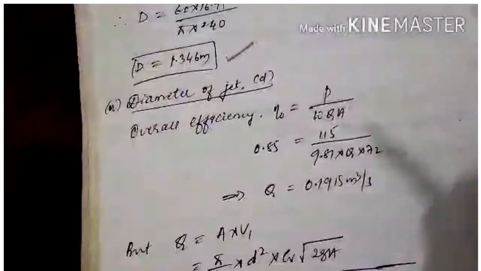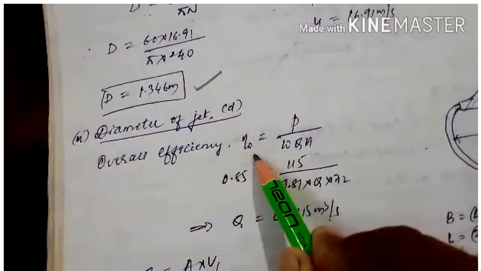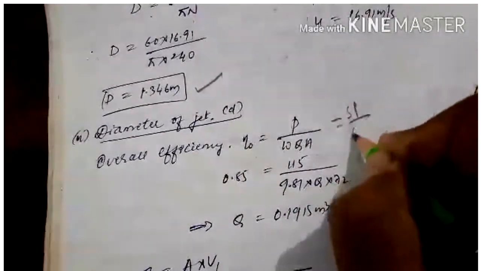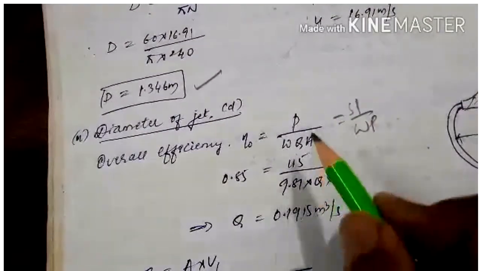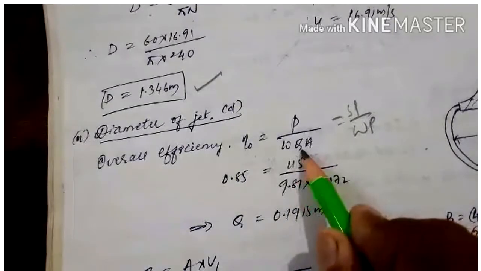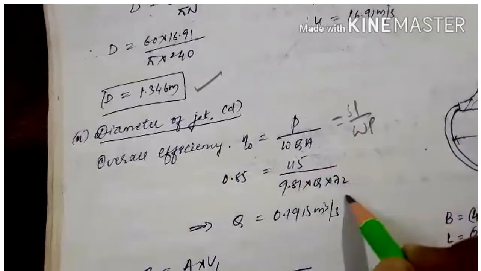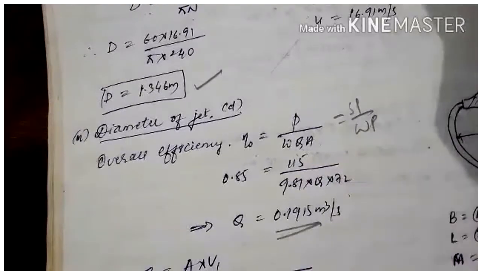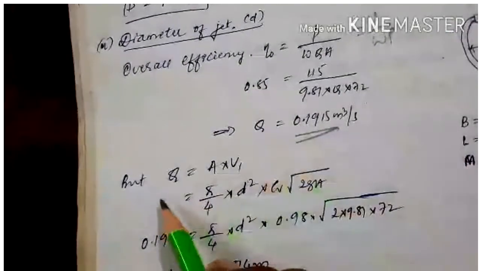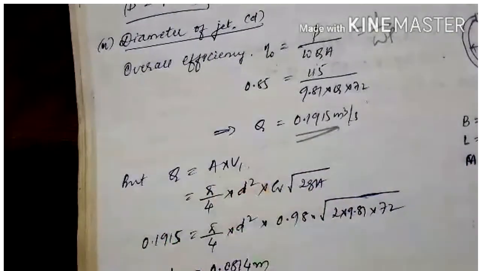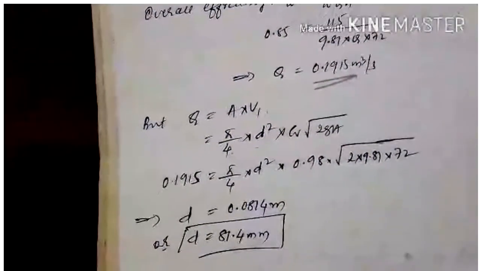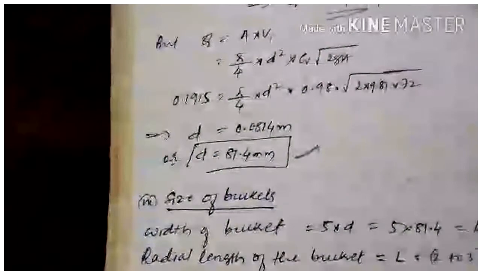Then calculate the diameter of the jet, because we know the overall efficiency formula, shaft power by water power. So this is nothing but shaft power divided by water power. Shaft power is given 115 kilowatt. Substitute the value of W here, and the water power is rho g Q H. Q is unknown, H is known. Then calculate Q. This much is the discharge coming. And then we know Q equal to A into V1. Substitute A is pi by 4 d square, V1 is Cv root of 2gH. Then from this we get the diameter of the jet.